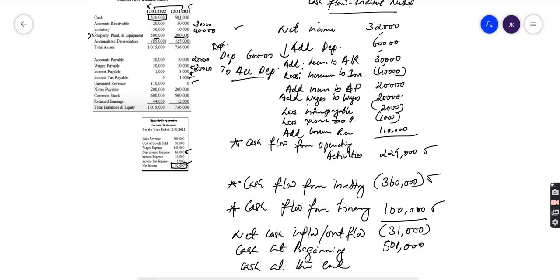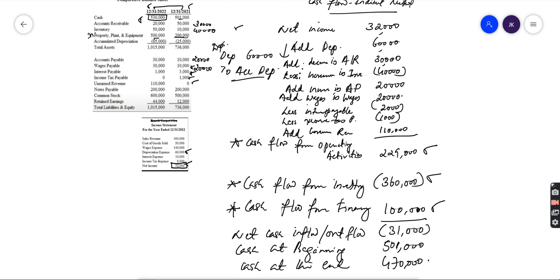$501, minus, okay, there is some mistake that we've done. Let me see. Okay, 501,000, that was the beginning cash, minus the negative cash that we brought in, 31,000. So it should have been 470, right? Should have been 470,000. Okay, but how much are we seeing in the cash? We're seeing this 30.